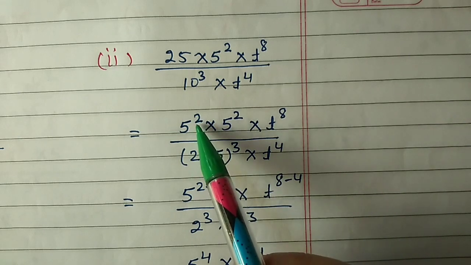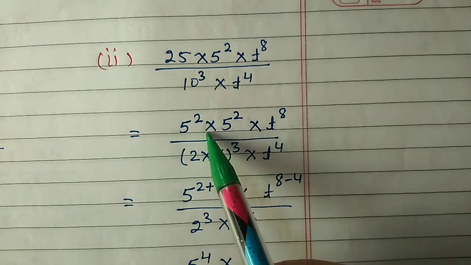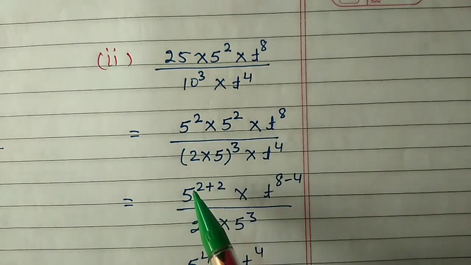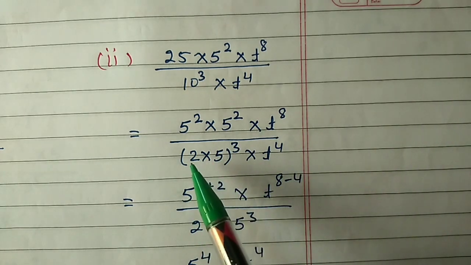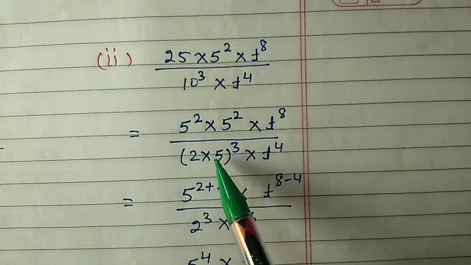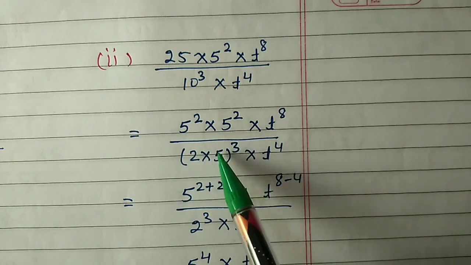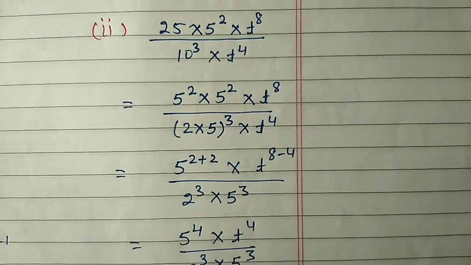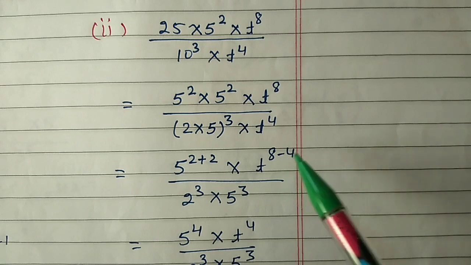Now 5 to the power 2 multiplied by 5 to the power 2. Multiplication symbol is there, base is same, it means power we have to add. So it will become 5 to the power 2 plus 2. In denominator, this we can write as 2 to the power 3 multiplied by 5 to the power 3. Whole to the power means this power is for this number also and for this number also. And t to the power 8 minus 4 we can do. It is in division, means power we have to subtract.